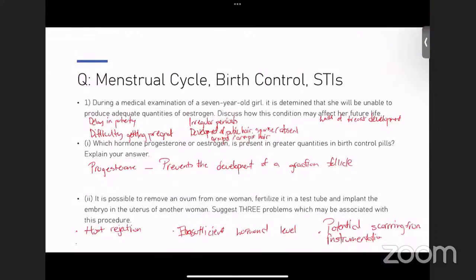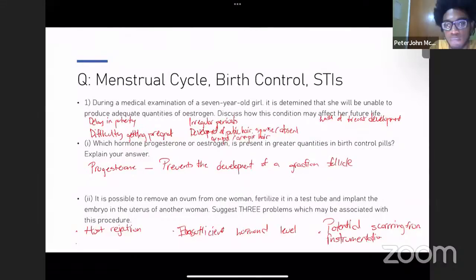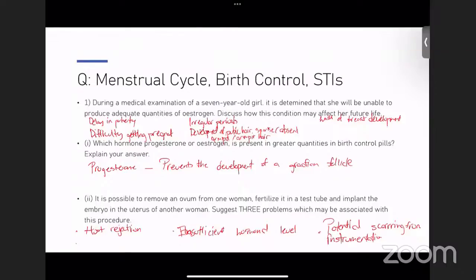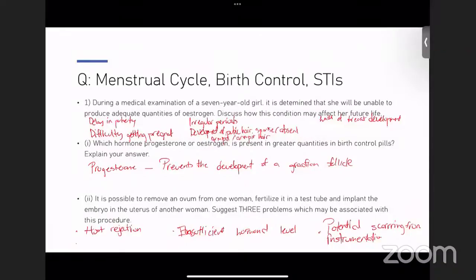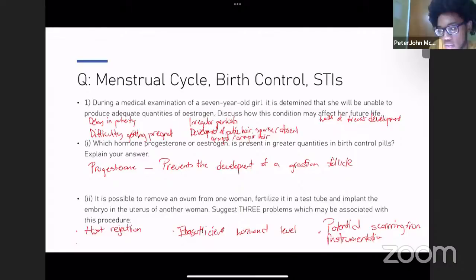Sir, what's the word in front of follicle? Graafian. Graafian. Okay. Do you know how a pregnancy test works? Honestly, I'm not really sure.